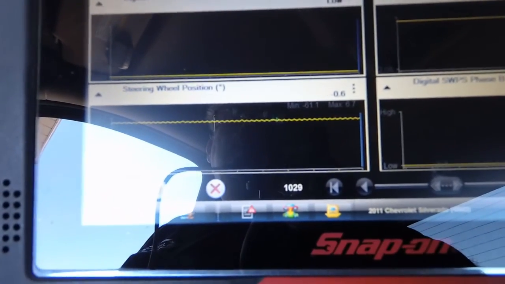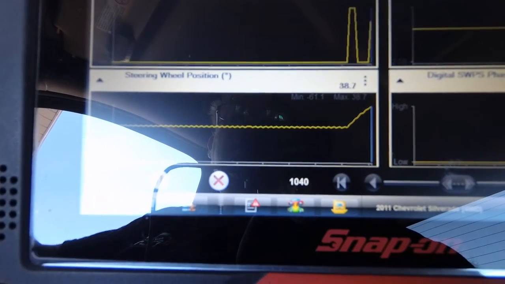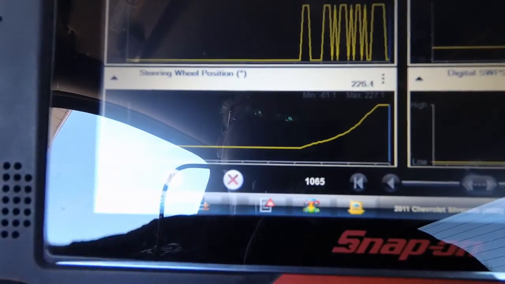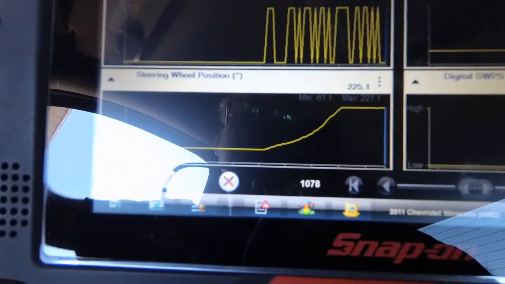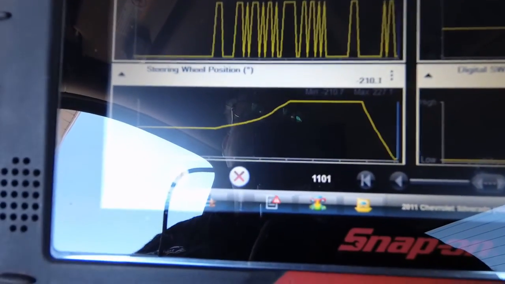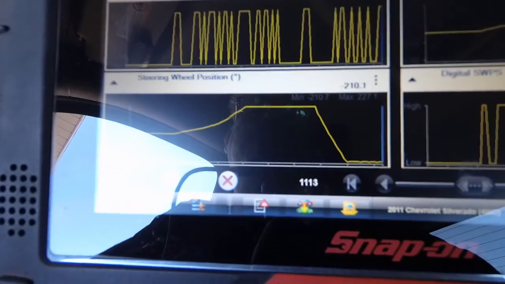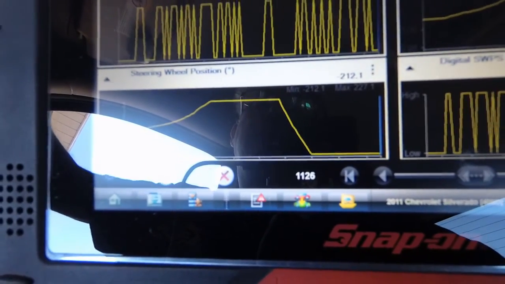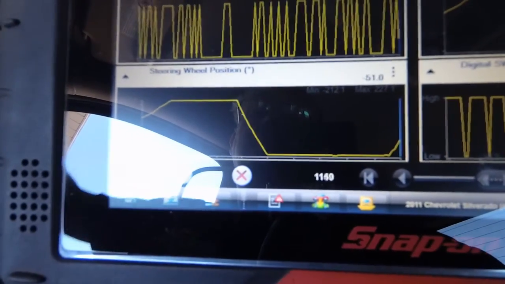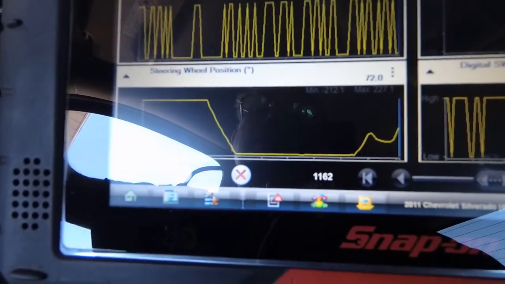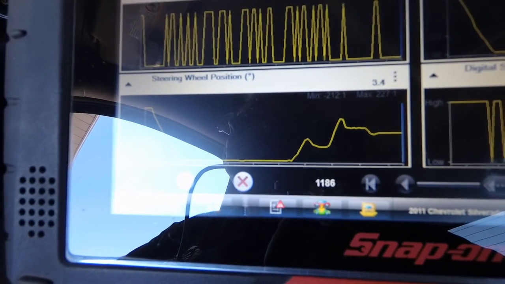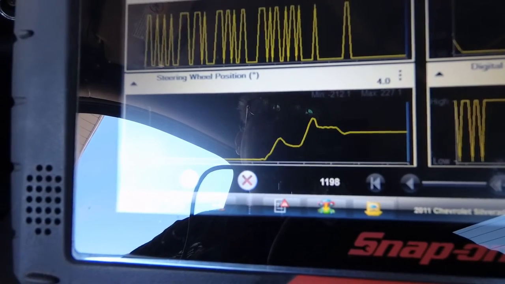If I turn it to the right, it goes positive up to 220 degrees, and if I turn it to the left, it'll go negative 220 degrees. 210. I think we're at 0 again, roughly there. Now I cleared the code, it came back immediately.